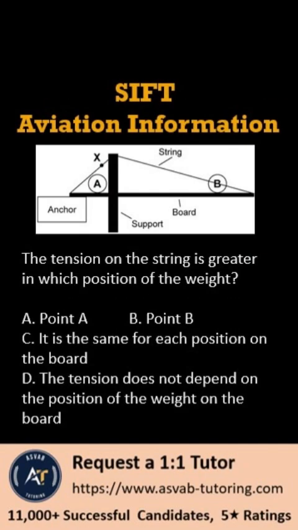The tension on the string is greater in which position of the weight? A. Point A. B. Point B. C. It is the same for each position on the board. D. The tension does not depend on the position of the weight on the board. The correct answer is B.